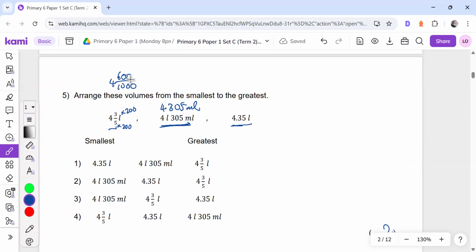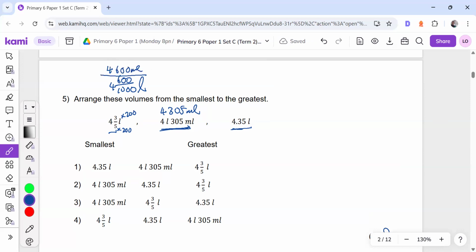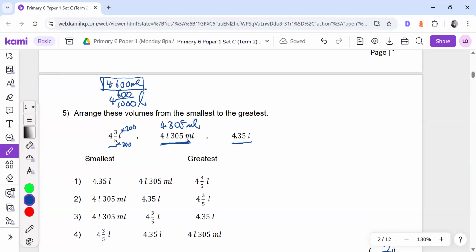And by the way, why do you change the denominator into 1,000? Because 1 liter is 1,000 ml. All right, that's why Mr. Ong changed the denominator into 1,000 so that I will get what? I will get 4,600 ml, which is the whole number. Okay, got it? Right, so this is a whole number, and this is another whole number, right? And then the last one, you have to multiply by 1,000, right? To get rid of the decimal point.